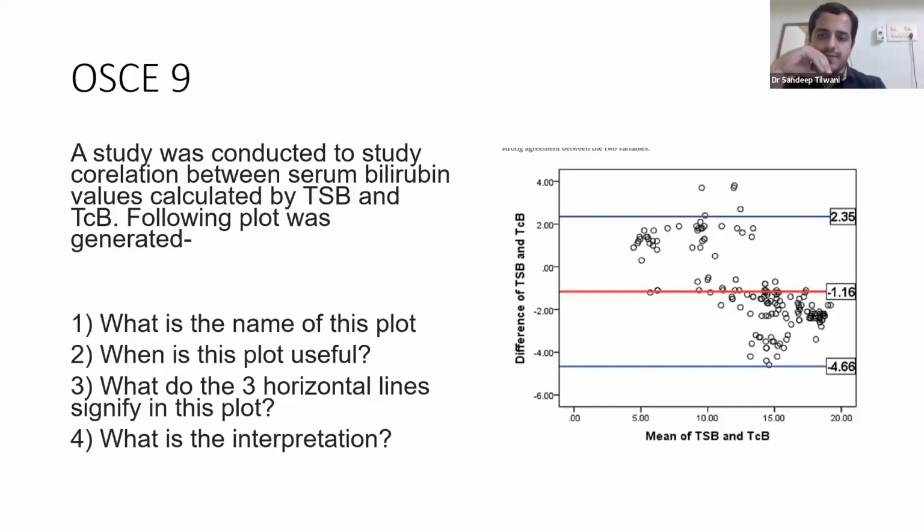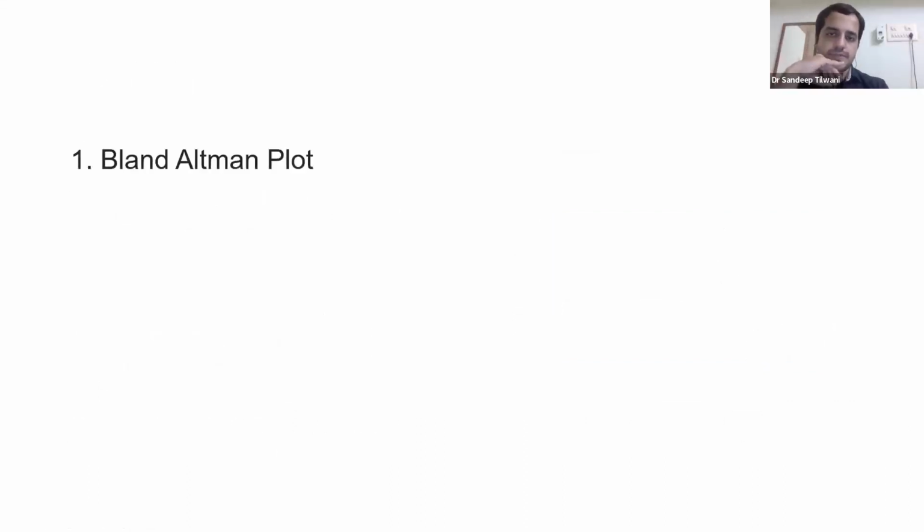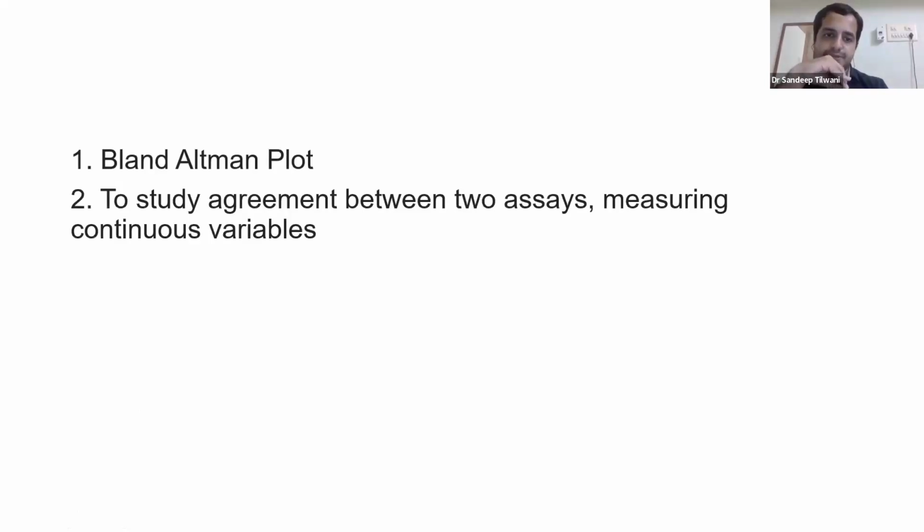I think I'll go ahead with the answers. As somebody rightly said, it is a Bland-Altman plot, and it is used to study the agreement between two assays which are measuring a continuous variable. Here they are measuring serum bilirubin, which is a continuous variable, and we want to see the agreement between the two assays.